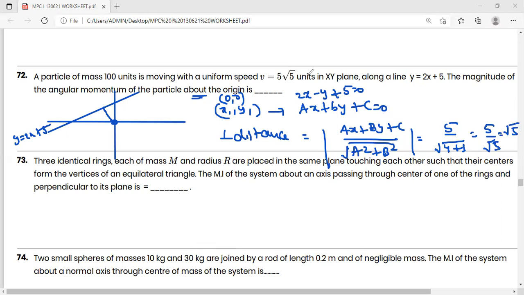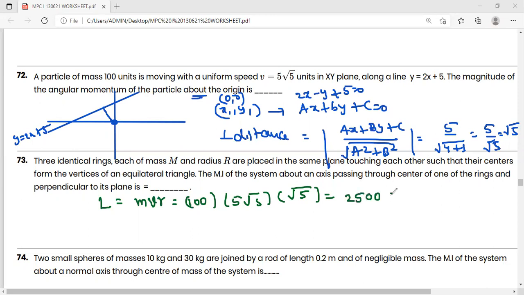Now to calculate angular momentum L, that is m into v into perpendicular distance only. Mass is given as 100 units, velocity is given as 5 root 5, and the perpendicular distance we calculated is root 5. Root 5 into 5 root 5 gives 5 into 5, that is 25, so 2500. So 2500 units is the answer for angular momentum.